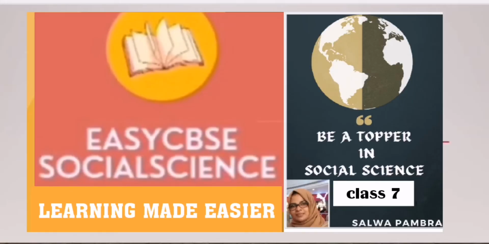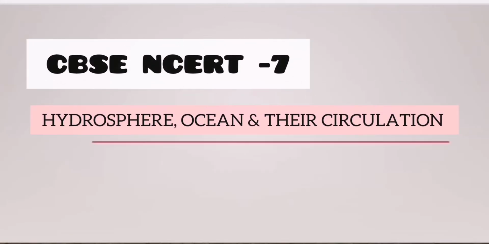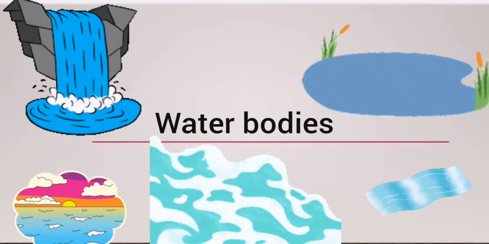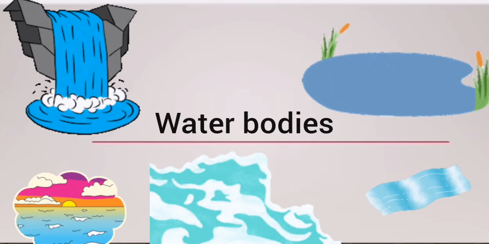Hello children, today we are discussing the class 7 geography lesson, Hydrosphere: Oceans and their circulation. What is hydrosphere? The domain of water on the earth's surface is known as hydrosphere.